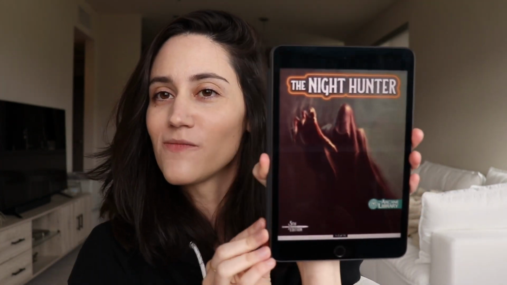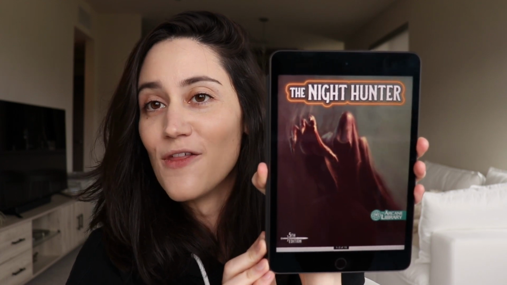And so this little module is called The Night Hunter. It's for first level characters. You could probably do this in one sitting. It's roughly 2 hours worth of content. And what's going on in this one is the background is very simple.